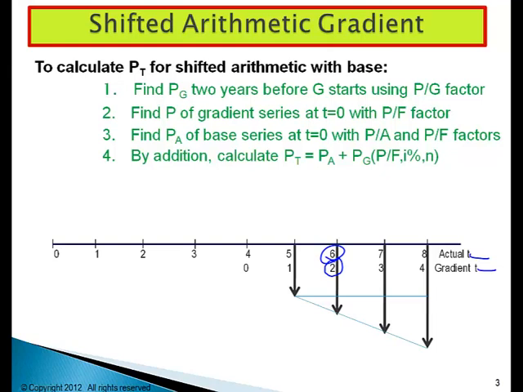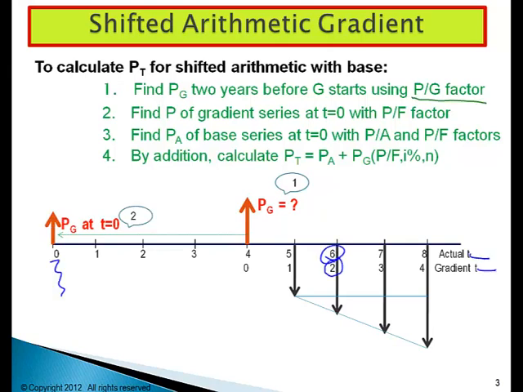In the general case, to use the factors, there are 4 steps to find the total present worth, which we'll label capital P sub t at time t equals 0. So follow along with the steps as we perform the calculations. First, as with the conventional gradient, we'll find the P sub g 2 years prior to when the gradient starts using the PG factor, as mentioned here in step 1. Second, we'll move that P sub g value back to year 0 with a PF factor.